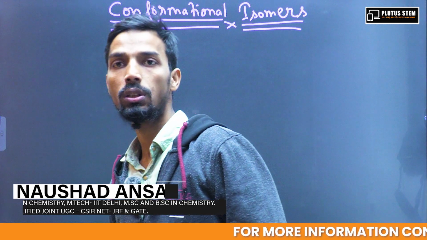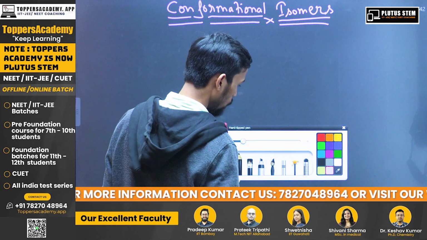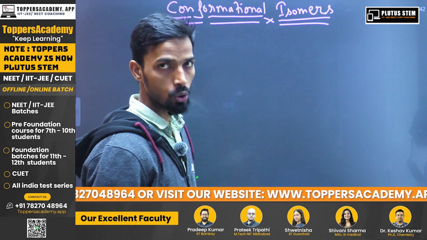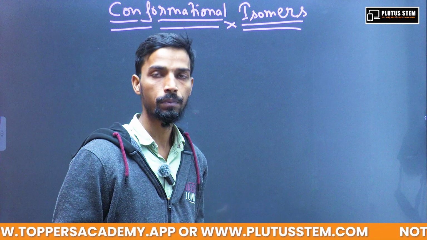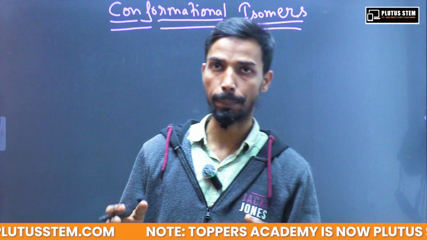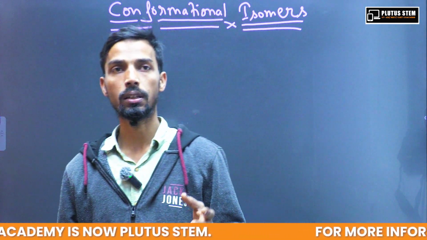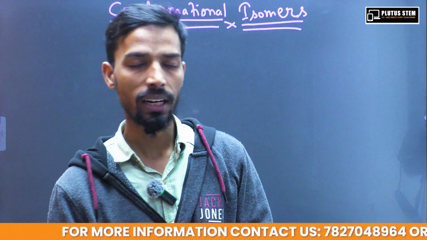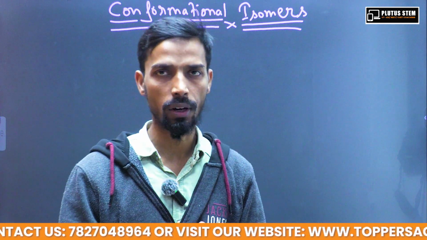So today we are going to discuss conformational isomers. As we are aware, we have already discussed configurational isomerism and constitutional isomerism. Over there we have already discussed all the subparts of constitutional, such as chain isomers, positional isomers, ring chain isomers, functional group isomers, metamers, and tautomerism. So all the isomers of constitutional, or you can say structural isomers, we have covered.